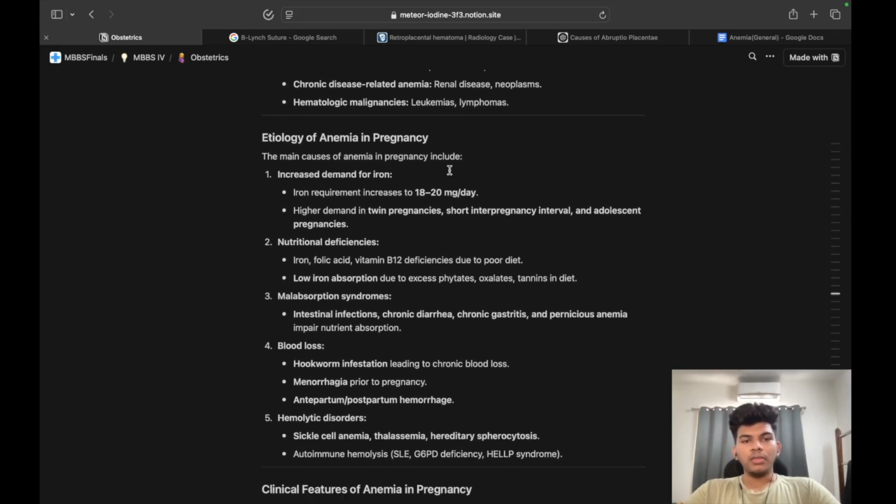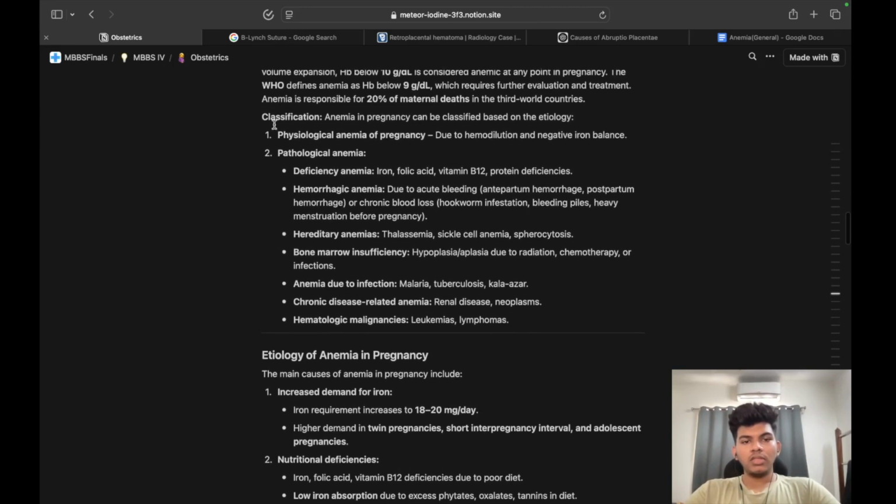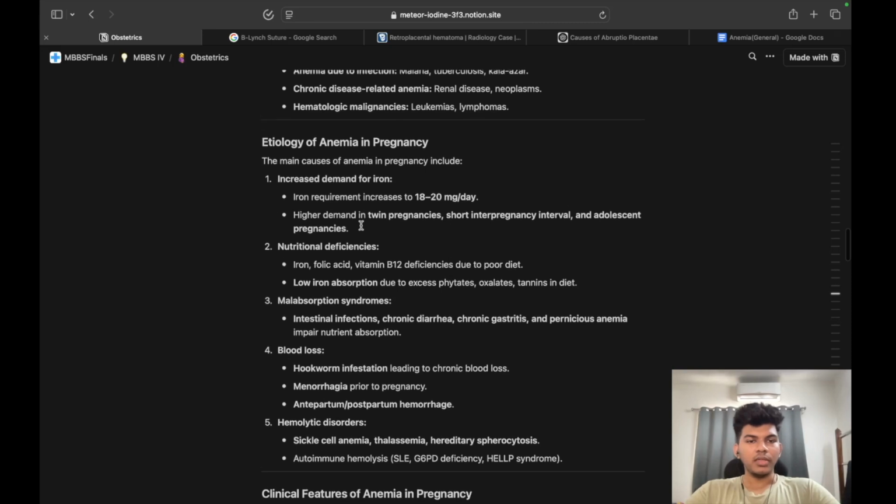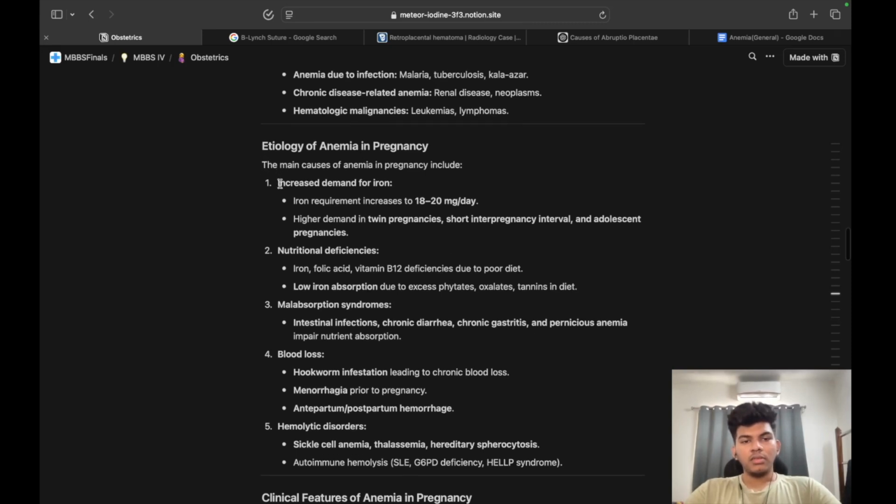Now coming to etiology. So this was the classification. Etiology is somewhat similar, but it is a different way of classifying it. The etiological classification: increased demand for iron, nutritional deficiencies, malabsorption syndromes, blood loss and hemolytic disorders. First one, increased demand for iron. Iron requirement increases to 18 to 20 milligrams per day. This is a key point. There is high demand in twin pregnancies, short interpregnancy interval and adolescent pregnancies. In these cases, this is the kind of anemia that we see.